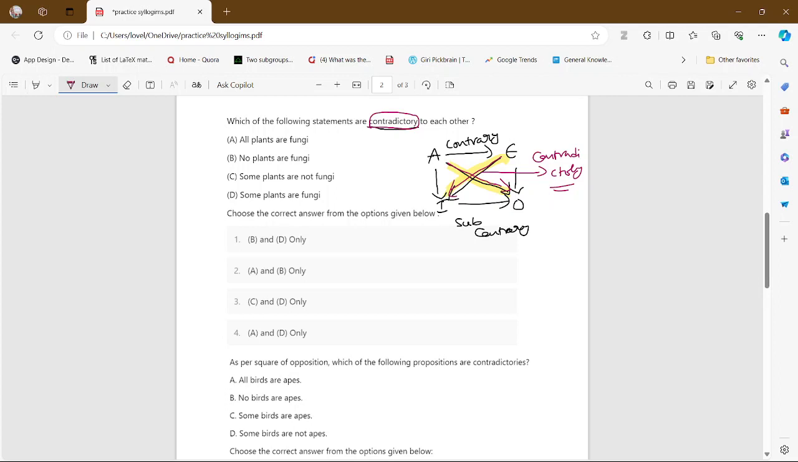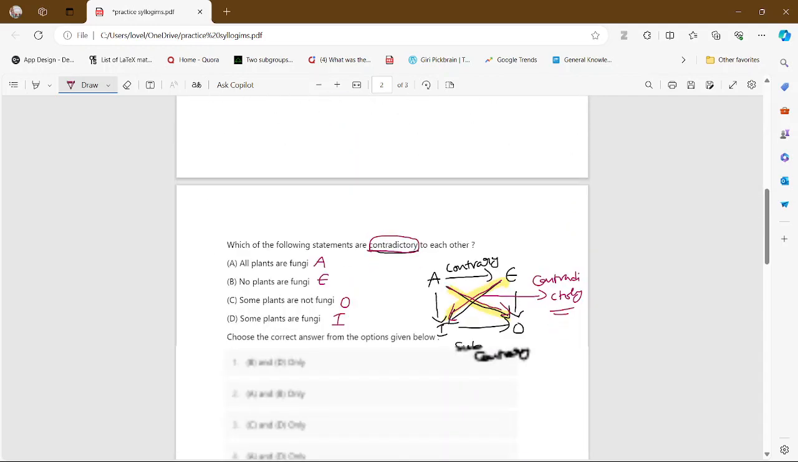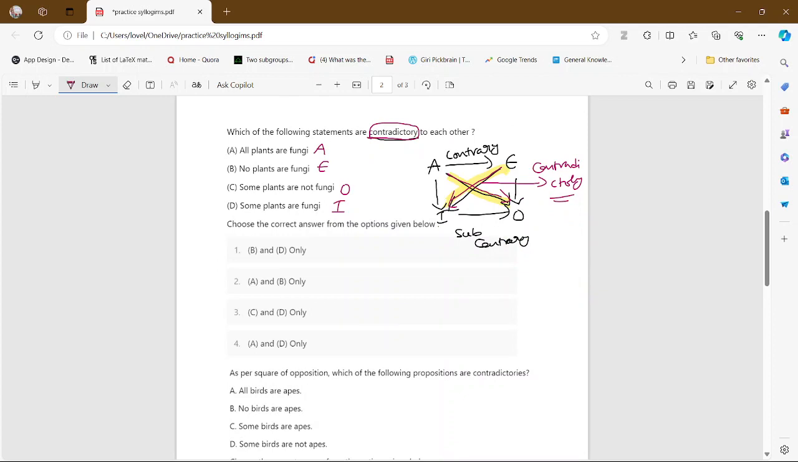Let us identify the options. "All plants are fungi" is an A statement. "No plants are fungi" is an E statement. "Some plants are not fungi" is an O statement. "Some plants are fungi" is an I statement. As we saw in the first step, after identifying these you can easily check whether AO or EI are present. A is there and O is also there, so A and O are contradictory to each other. You have to check whether AO is in the given options. AO is not there, so eliminate these two.